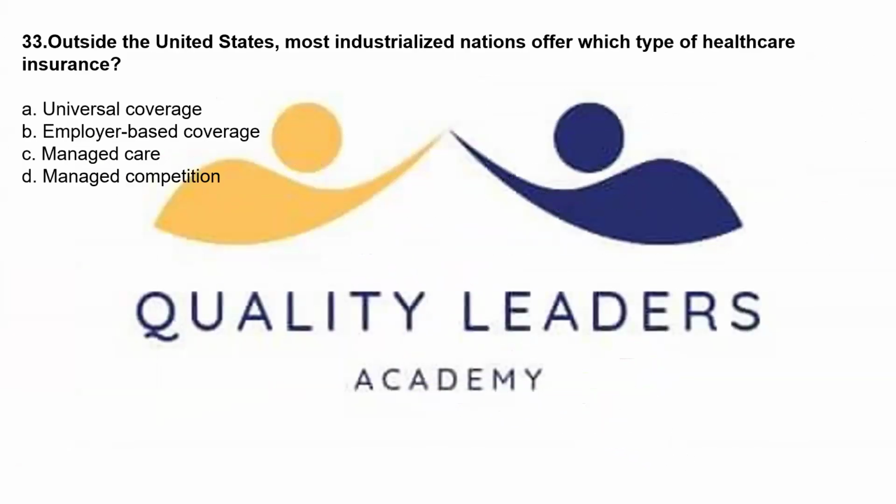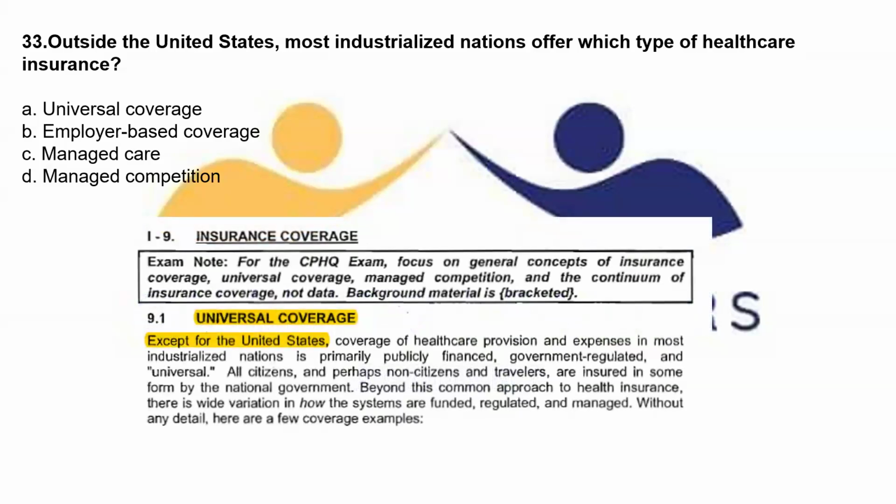For number 33, outside the US, most industrialized nations offer which type of health care insurance? Letter A, universal coverage. B, employer-paid coverage. C, managed care. D, managed competition. Okay, anyone? Radha? Universal coverage maybe. Yes, you are right. So letter A, it is universal coverage.